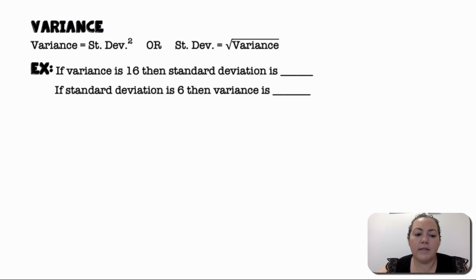All right, variance is the standard deviation squared, and standard deviation is the square root of the variance. If the variance is 16, then the standard deviation is 4. If the standard deviation is 6, then the variance is 36.